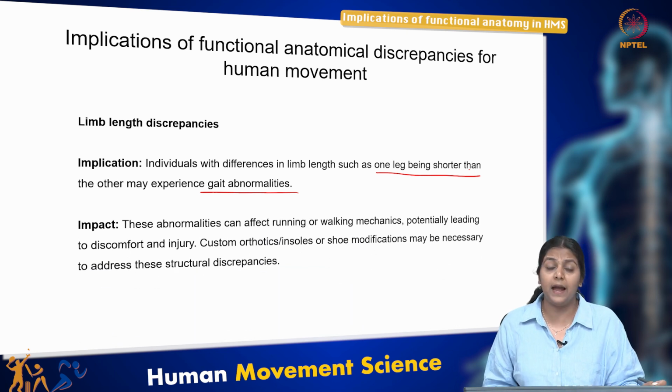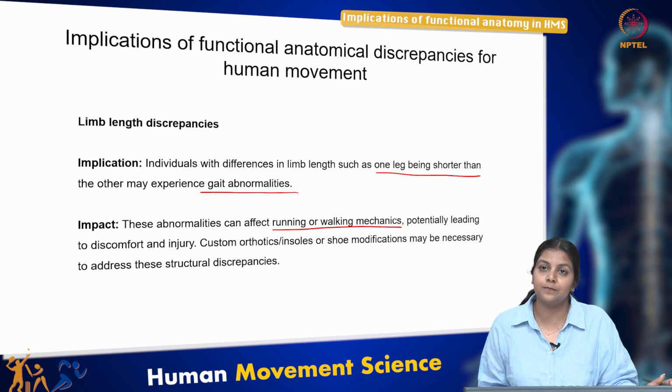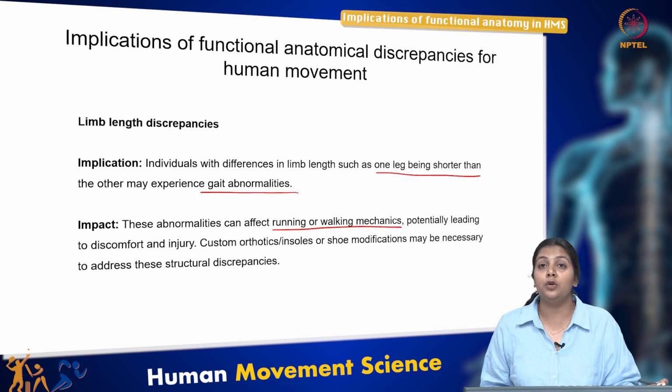So how would that impact? So these abnormalities can then affect your running and walking mechanics. There will be a change or alteration in your mechanics. These could potentially lead to discomfort and injury. So it could be that the longer limb is taking a lot of the load, and repeated such loading is then causing a risk of injury.